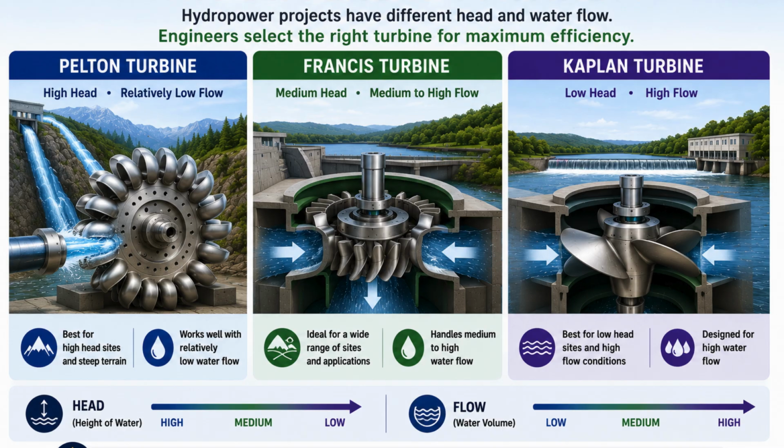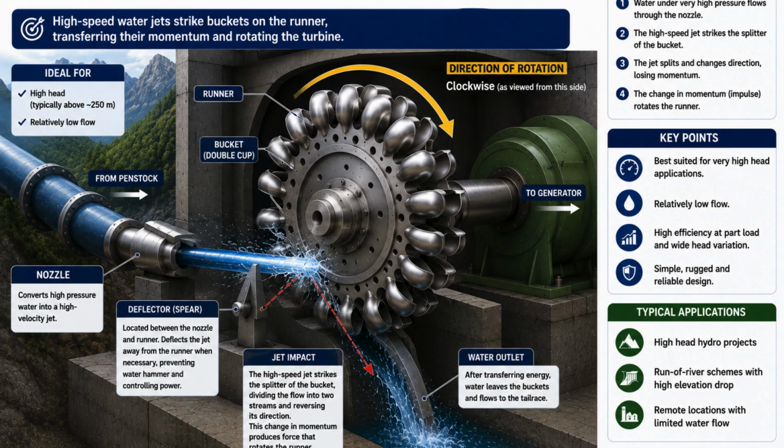But there's an important engineering challenge. Hydropower projects don't all have the same head or water flow. That's why engineers use different types of turbines. For high head and relatively low flow sites, a Pelton turbine is commonly used. High-speed water jets strike buckets around the Pelton runner, transferring their momentum and rotating the turbine.